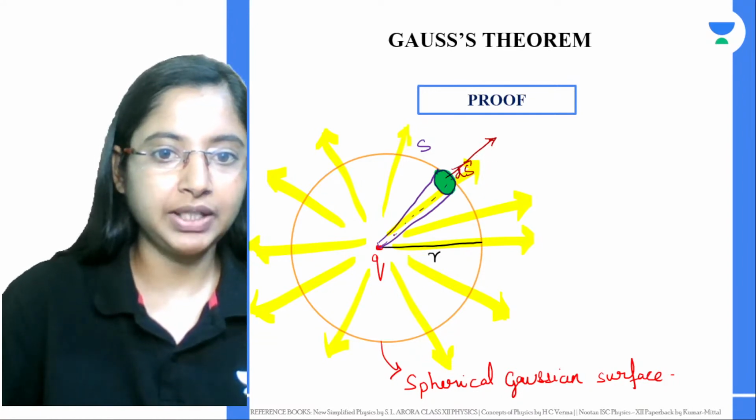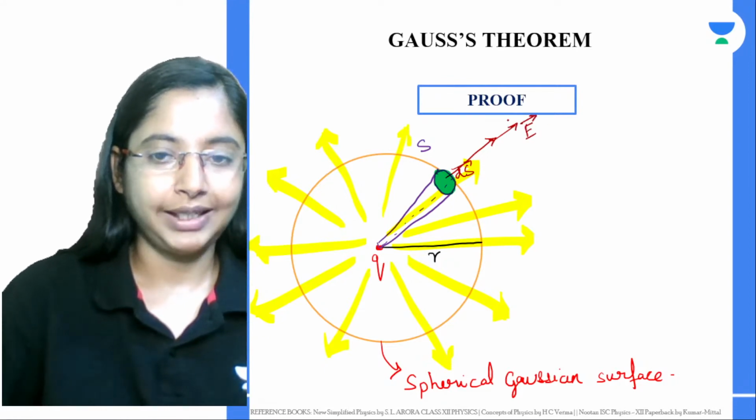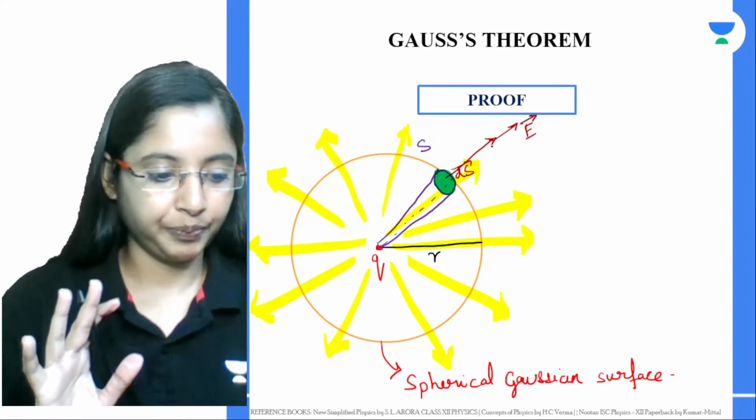At the same time, how are the electric field lines going? The electric field lines are also going in the same direction. The angle between them is basically 0.